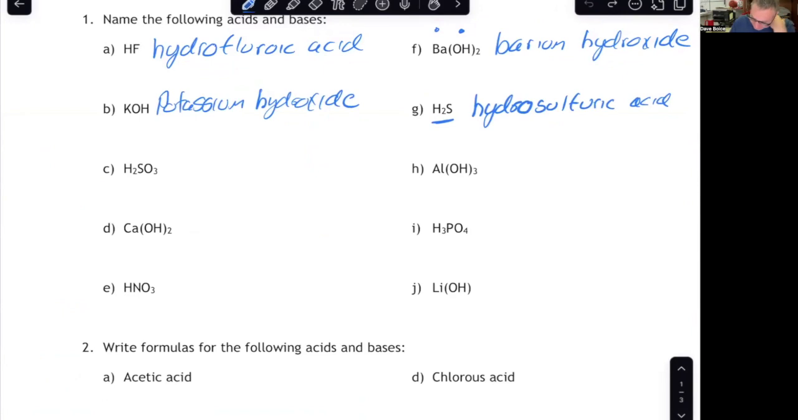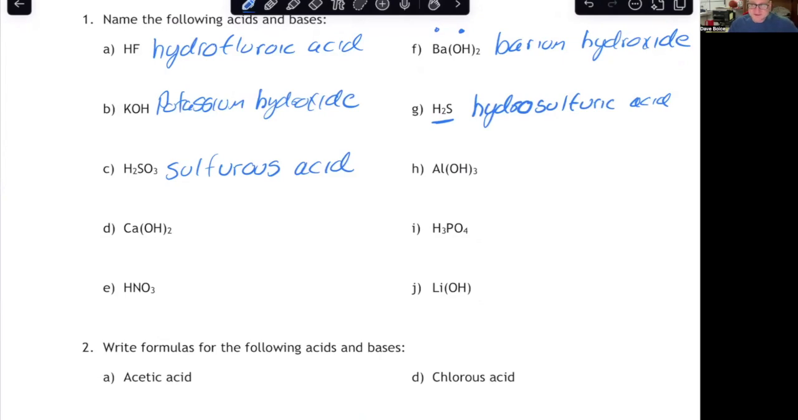So let's write that. So we're going to start with that. Sulfurous. No hydro. Hydro is for binary acids. That's not one of these. This has a polyatomic, so we're just going to call it sulfurous acid.